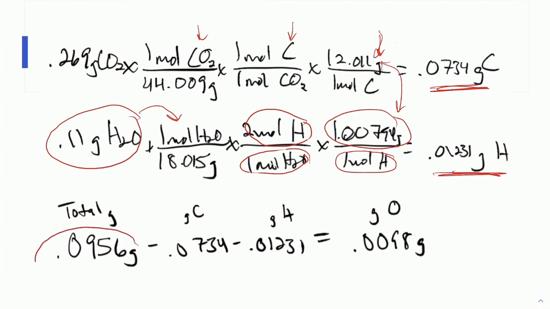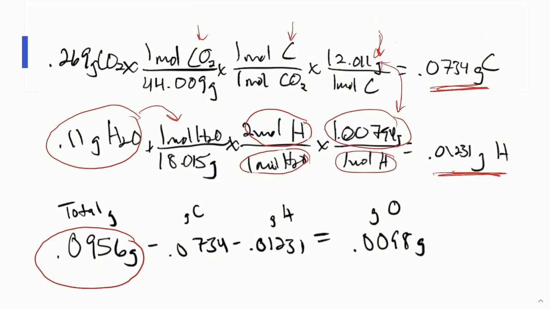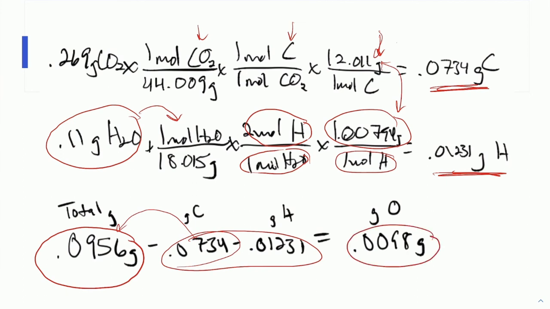Now, they told me in total I had 95.6 milligrams of my hydrocarbon. So what I can do is technically add both of these up and subtract them from the original total to find how much was left over in oxygen. And so that's why we do this in the first place. That's why we convert these to grams, so that we can use the mass of the original sample to find out how much oxygen there is.